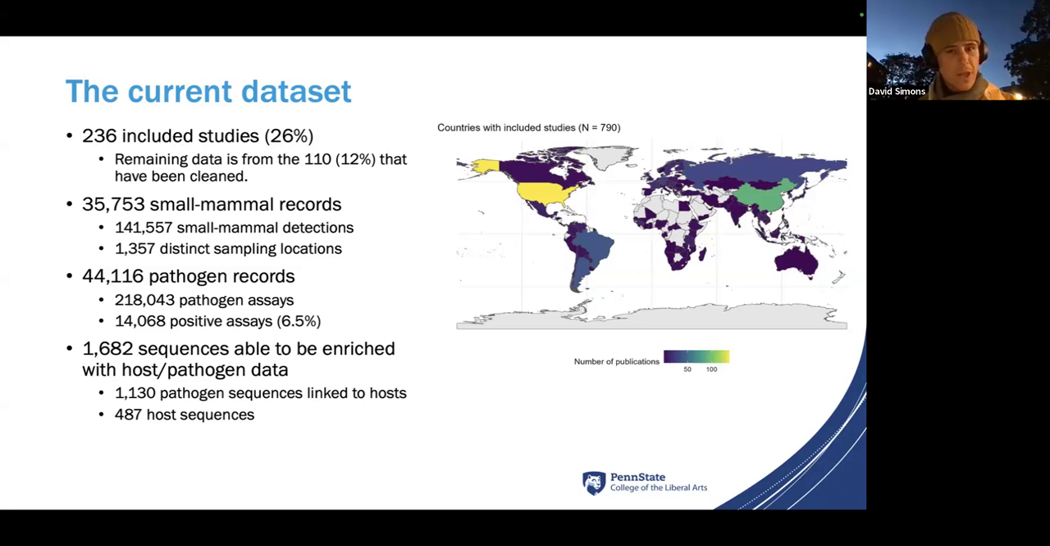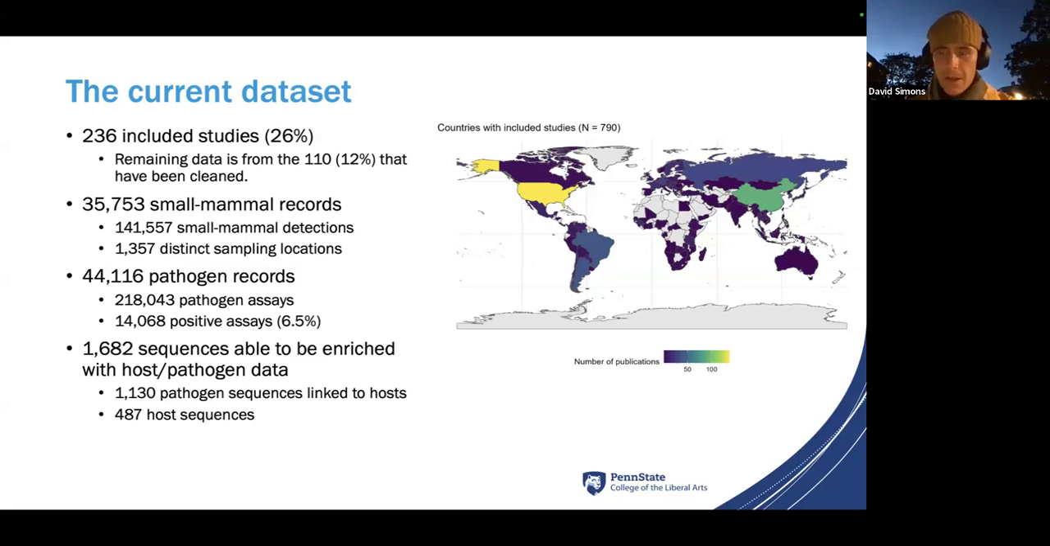So at the point that I was making this presentation, we have around 36,000 individual records for small mammals. And those aren't at the individual level, but they're at a geographic location and temporal sampling point resolution. Different studies have different resolution. That's something that we've been dealing with throughout the project. But it represents around 140,000 small mammal detections.